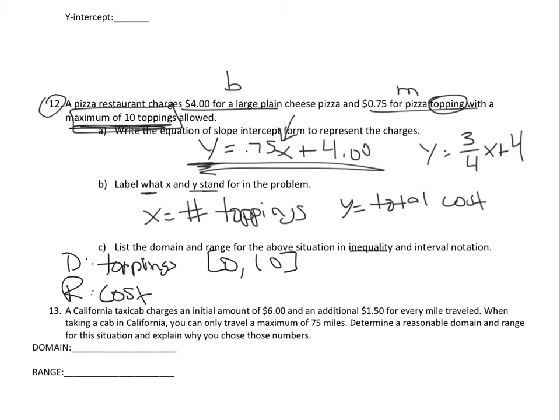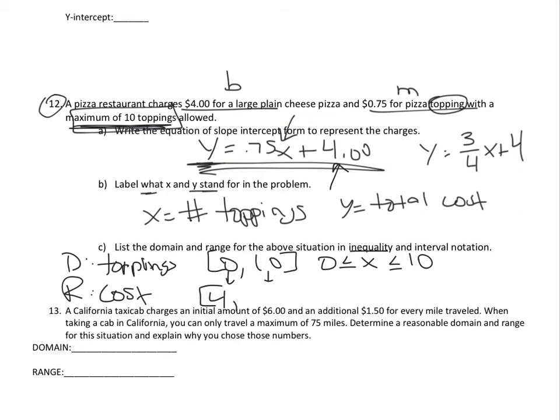If I want to write it in inequality form, I start with 0, less than or equal to, because we can have 0, less than or equal to 10, because we can have 10. But now the cost is tricky. So think about what cost correlates to 0 toppings, what cost correlates to 10 toppings. Well, 0 toppings, that's the y-intercept. You get $4. That's the lowest price. You can't pay lower than $4.